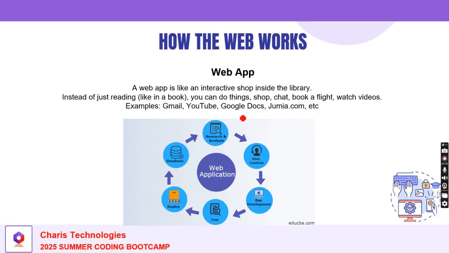Instead of just reading, in a web app, you can do things like shop, like Jumia, AliExpress, and so on. You can shop on it, you can chat, you can book a flight, you can watch videos. Examples are Gmail, YouTube, Google Docs, Jumia.com. On YouTube, you watch videos. On Gmail, you can send mails. Google Docs is the Google version of Microsoft Word. So Google has its own word processing software, which is Google Docs. You might take a look at that in the course of this lesson.